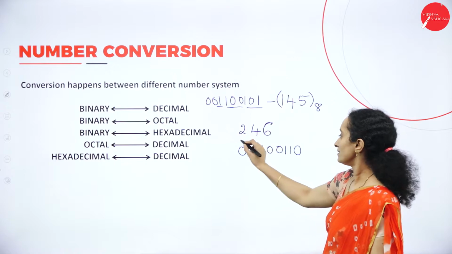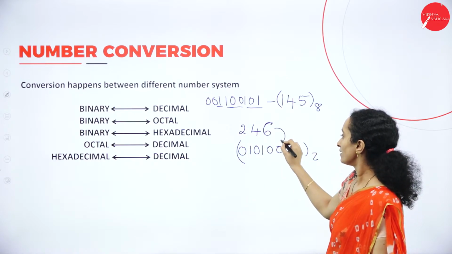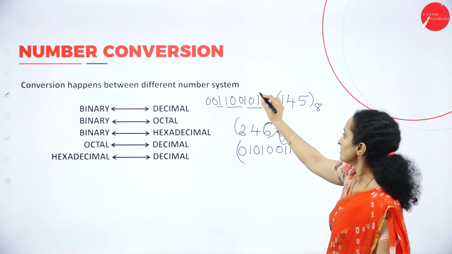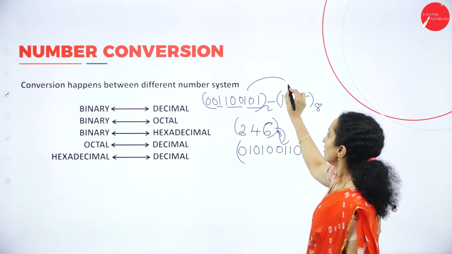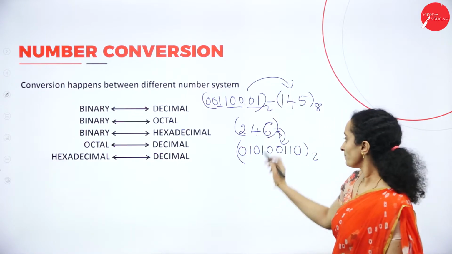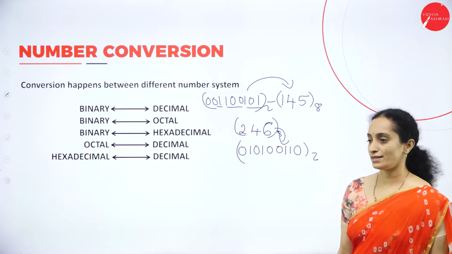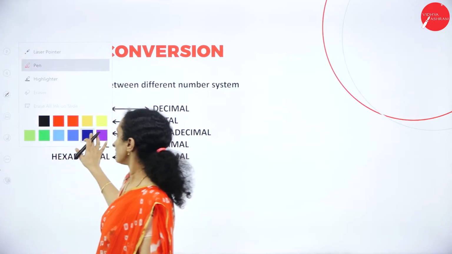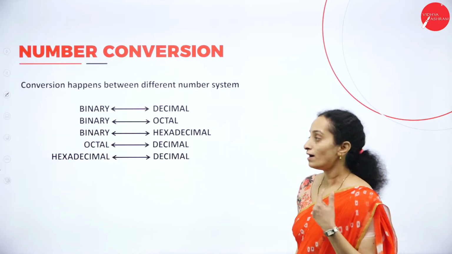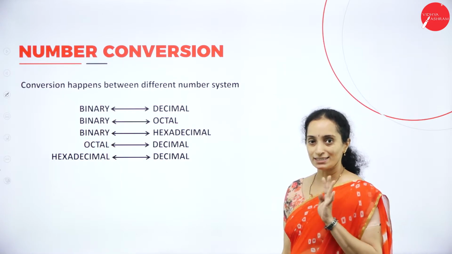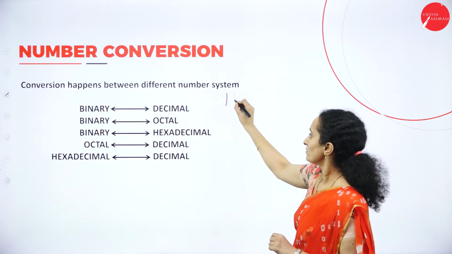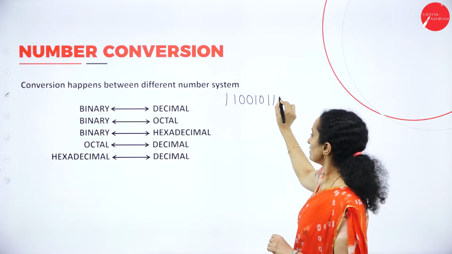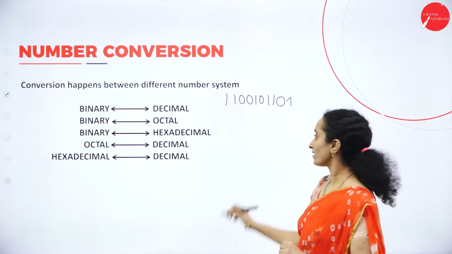Okay. So, this is base 2, this is base 8. This is from binary to octal, this is from octal to binary. Okay. Next is binary to hexadecimal. How do you convert a number from binary to hexadecimal? By making groups of 4, isn't it? So, 1100, 1101. How do you convert?